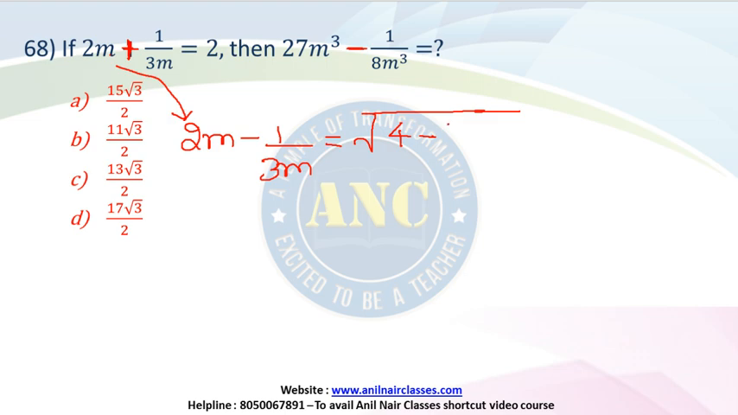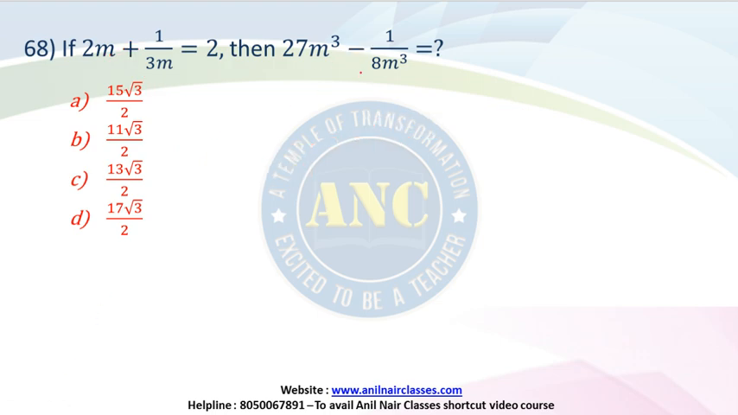Now see here, sir. Before this, we will do it like this. I think this will be the better way of solving. There is another thing which I did not observe here. 27m cube is nothing but 3m whole cube. 1 by 8m cube is nothing but 1 by 2m whole cube.